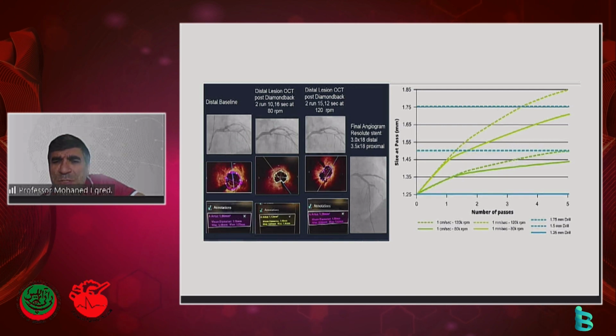So this is the orbital atherectomy, and you could see on the right side the number of passes and also the speed that will allow you to increase the diameter that you obtain after the orbital atherectomy. If you look at the blue line, that's the rotablation. If you look at the yellow lines or the greenish line, that is the orbital atherectomy at different speeds. You increase the speed, you achieve a bigger lumen. And of course, it's only one size, which is 1.25 millimeter.